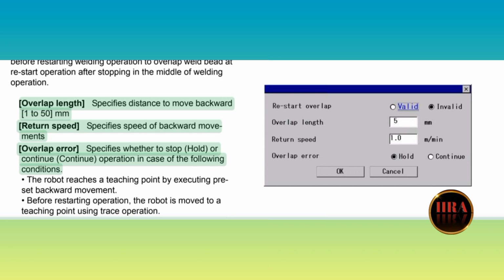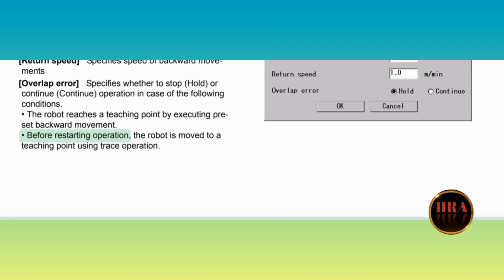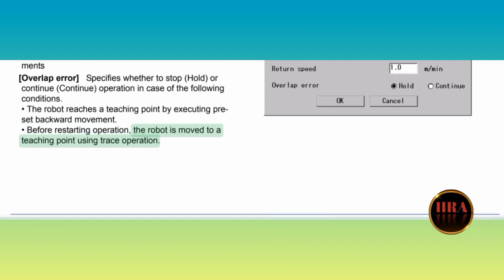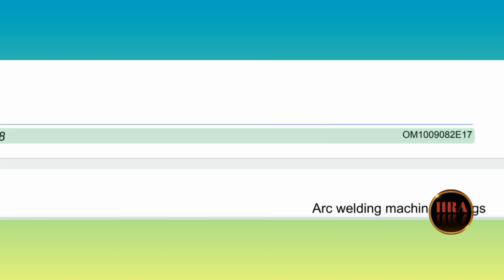Overlap error specifies whether to stop, hold, or continue operation in case of the following conditions. The robot reaches a teaching point by executing preset backward movement. Before restarting operation, the robot is moved to a teaching point using trace operation. Arc welding machine settings. 208. OM10090882E17.